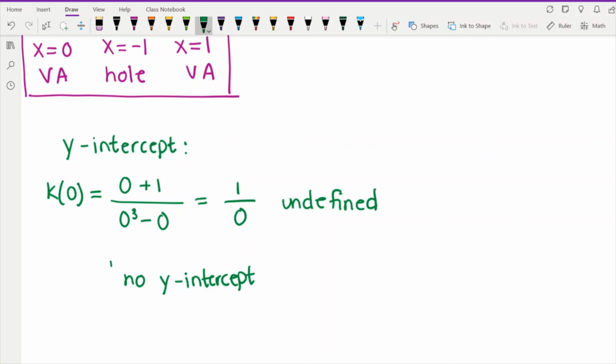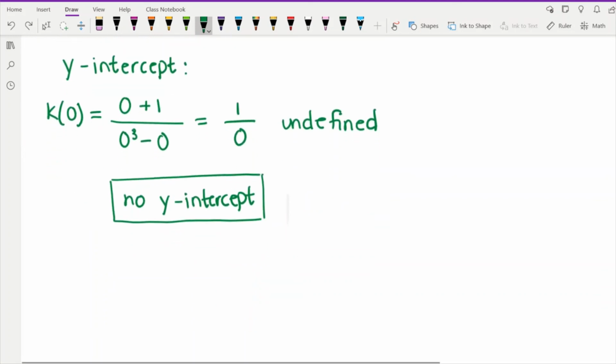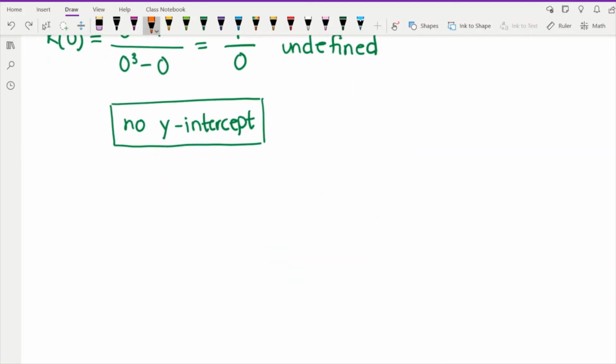So why would that kind of make sense with what our graph looks like if you're starting to picture it? Well, we already know that the graph has a vertical asymptote at 0, right? We found that up here. And when a graph has a vertical asymptote, that means that it does not touch that x value. And so our graph should not touch the y-axis, right? Because that's when x is equal to 0. And so it makes sense that it doesn't have a y-intercept, right? Because if it had a y-intercept, that would mean that it was crossing the y-axis, which we'll see that it does not.